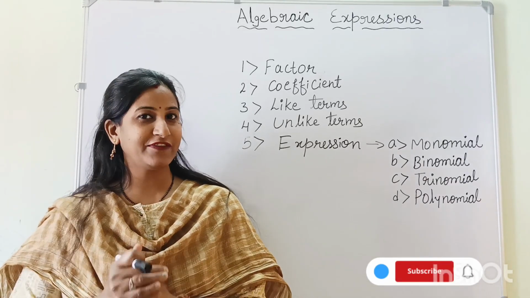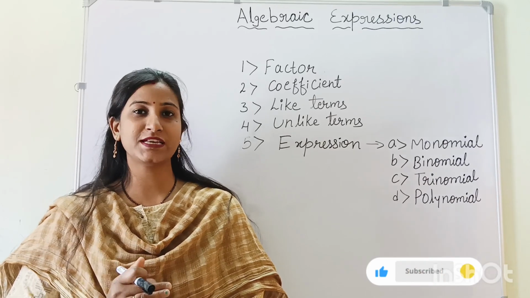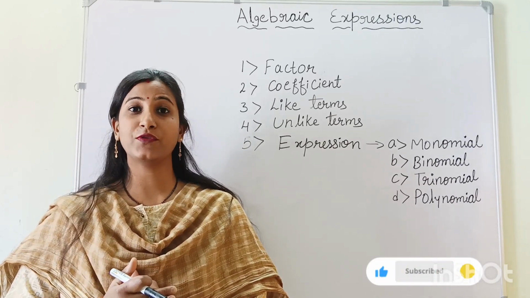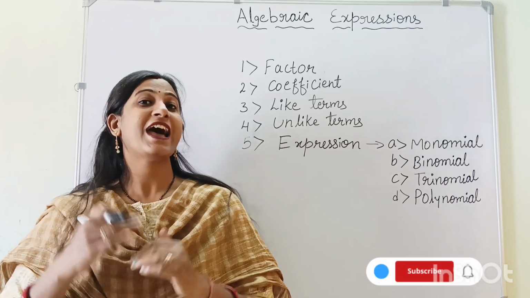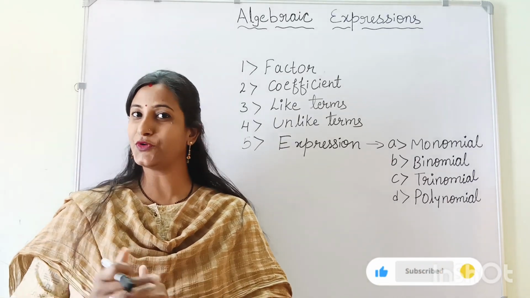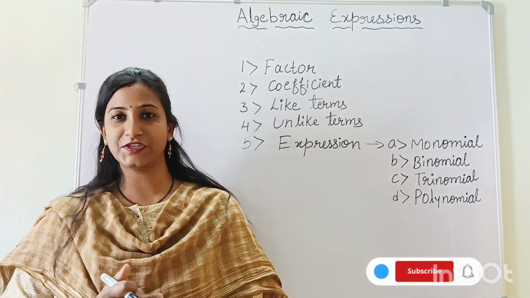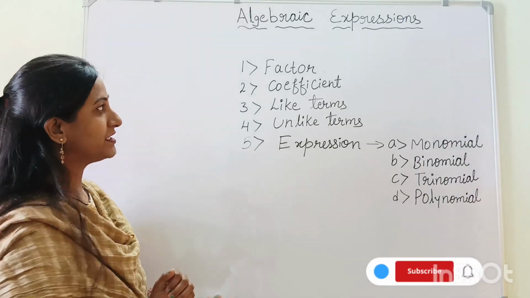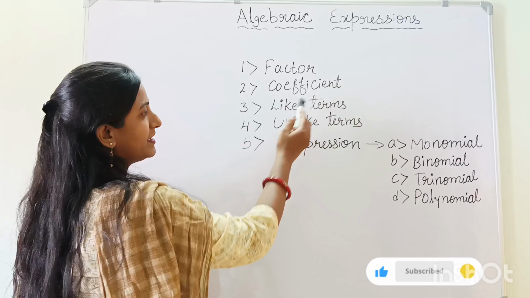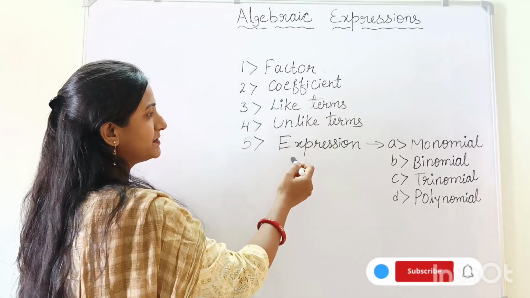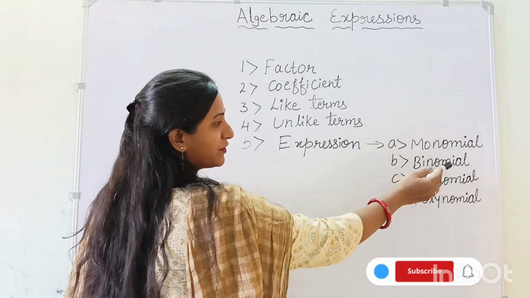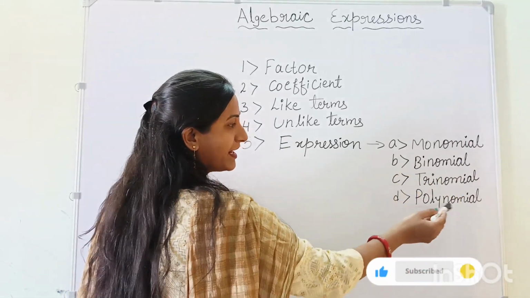As you know, in an earlier video we discussed simple equations. In detail, we learned what a variable and a constant are, and how to find the solution of equations. Today we are going to discuss a new topic, that is, algebraic expressions. In that we are going to discuss these topics: factor, coefficient, like terms, unlike terms, and expressions, in that monomial, binomial, trinomial and polynomial.